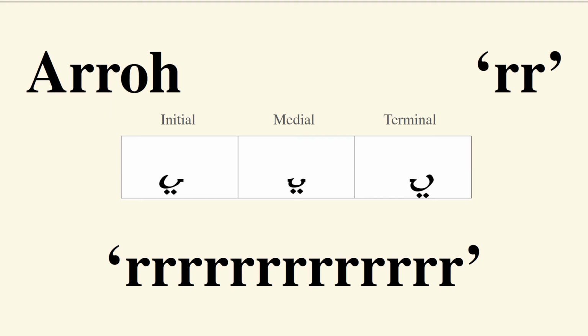And arro is sort of like that letter that we talked about earlier. That's like a hissing sound, right? So all the R's in Ta'agra are going to be rolled. Ro is a short roll, and arro is a long roll.